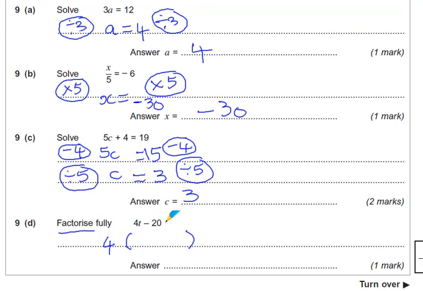Have we got a letter that's the same in both? No, we haven't. So it's just going to be 4 times by something inside the brackets. 4 times by t will give us our 4t. We're still going to have a negative in there because we've got a negative sign in the question. So 4 times something equals negative 20 is 4 times negative 5. So our answer on the answer line is 4 brackets t subtract 5.